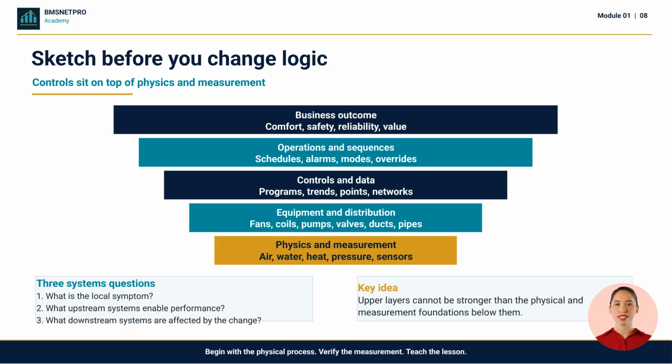Before changing a sequence, sketch what the sequence is trying to control. This BAS engineering pyramid reminds us that business outcomes depend on operations, operations depend on controls and data, controls depend on equipment, and equipment depends on physics and measurement.